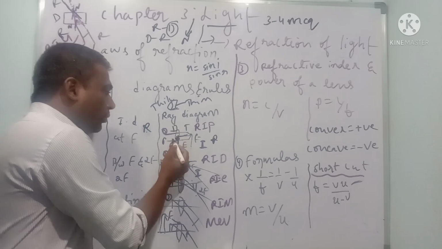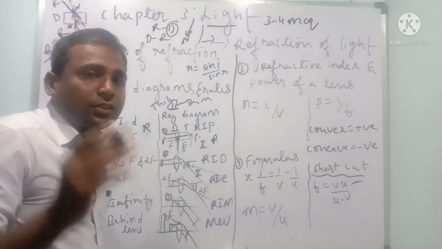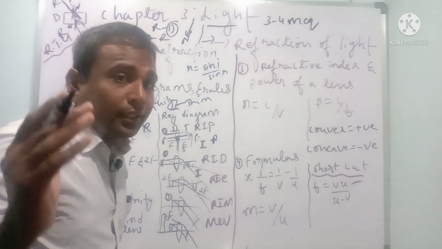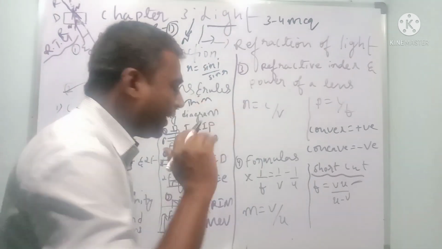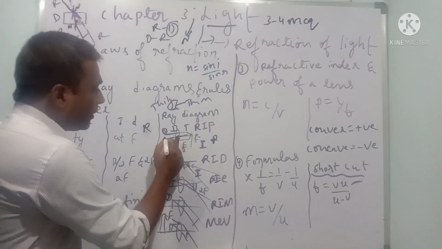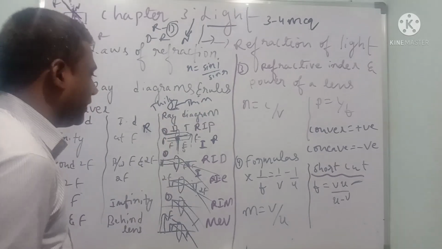Rules. When a ray is moving parallel to the principal axis, remember, the principal axis is called the undeviated ray. It doesn't go under refraction because the angle of incidence is equal to the angle of refraction. Now it is moving like this. It has moved. So now what is my point here?